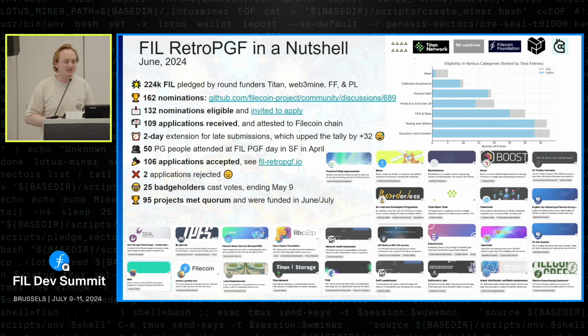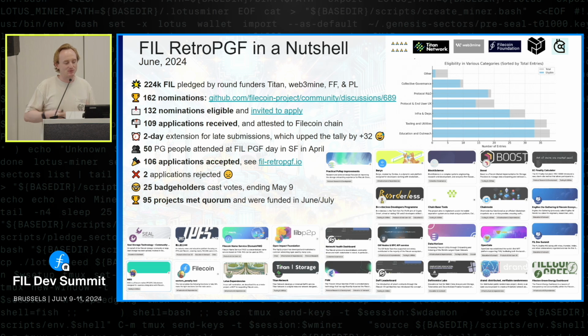Okay, so launching FIL-RetroPGF-1. Very quick recap. So in a nutshell, 224K FIL pledged by round funders, Titan, Web3 Mine, Filecoin Foundation, and PL. We got 162 nominations. 132 of those were eligible. We ultimately received 109 applications, which were attested to the Filecoin chain.